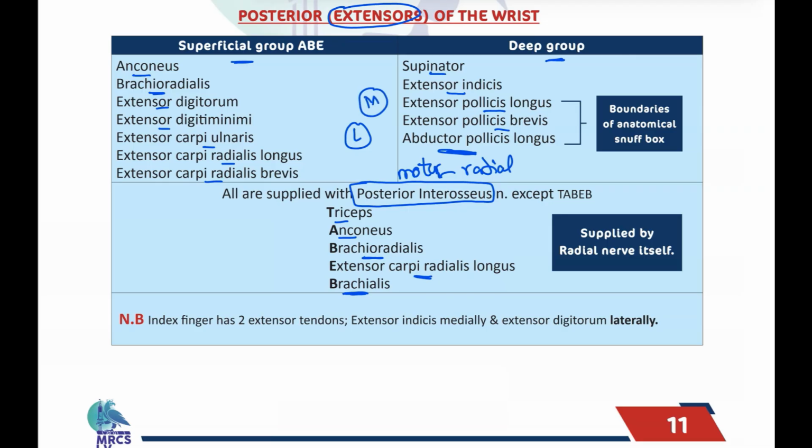Now, the index finger has two extensor tendons, that is the extensor indicis being medial and extensor digitorum being lateral. So, you need to know which one is present medially and which one is present laterally. It can be tested on the MCQs.